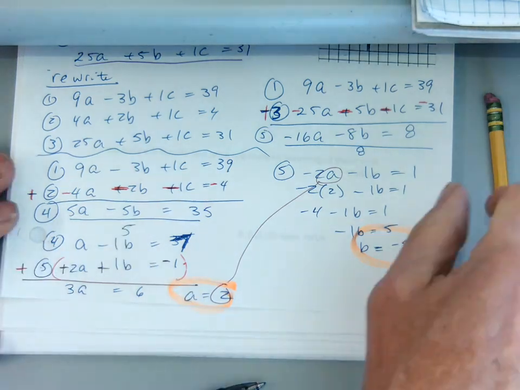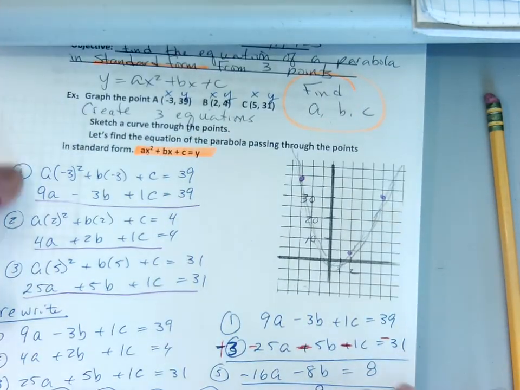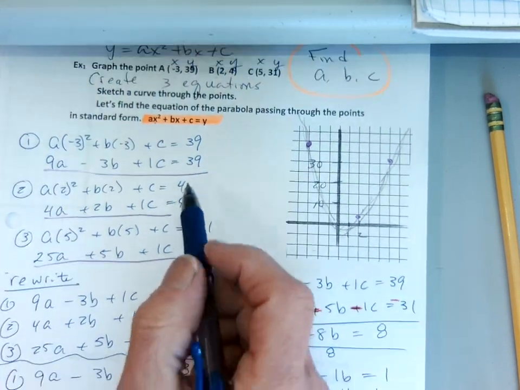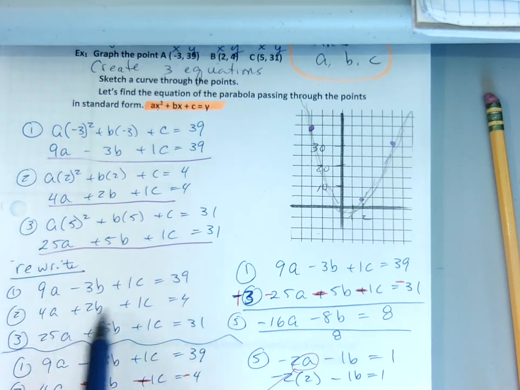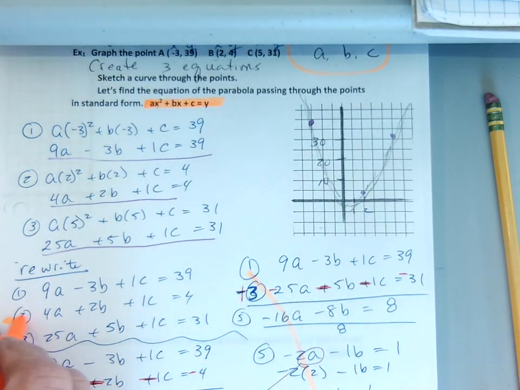So let's go all the way to the very beginning. I'm going to put a and b into either equation 1 or equation 2 or equation 3. Which one looks the easiest? Do you like 1, 2? Julian says 2. I agree with 2 because it's just easier numbers. So I'm going to plug it into number 2 right here.